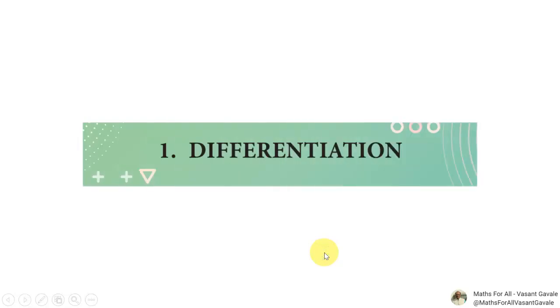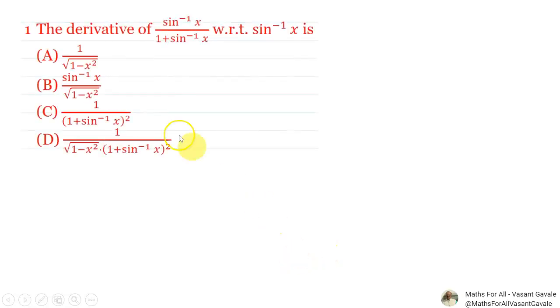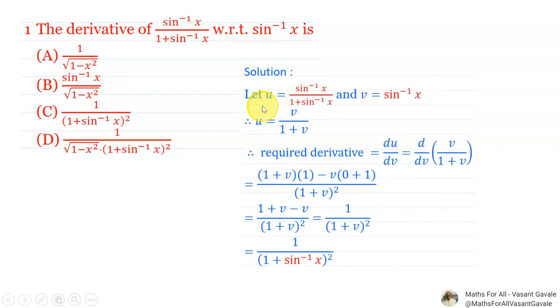Okay, now the first question: the derivative of sine inverse of x upon 1 plus sine inverse of x with respect to sine inverse of x is. Here, let u is equals to sine inverse of x upon 1 plus sine inverse of x, and v is equals to sine inverse of x. Then you will get u is equals to v upon 1 plus v.